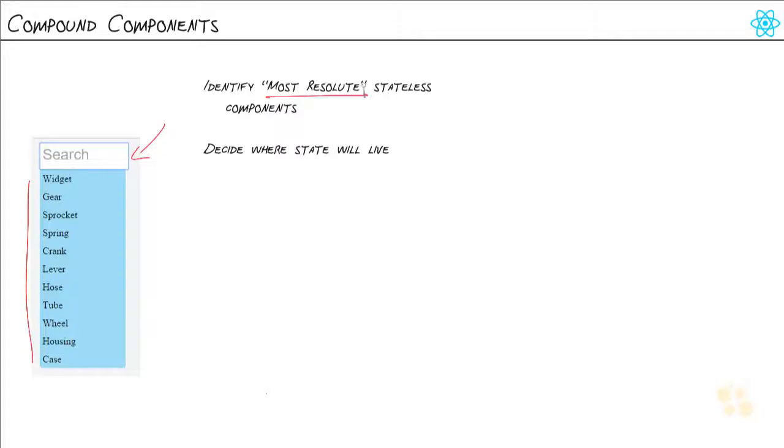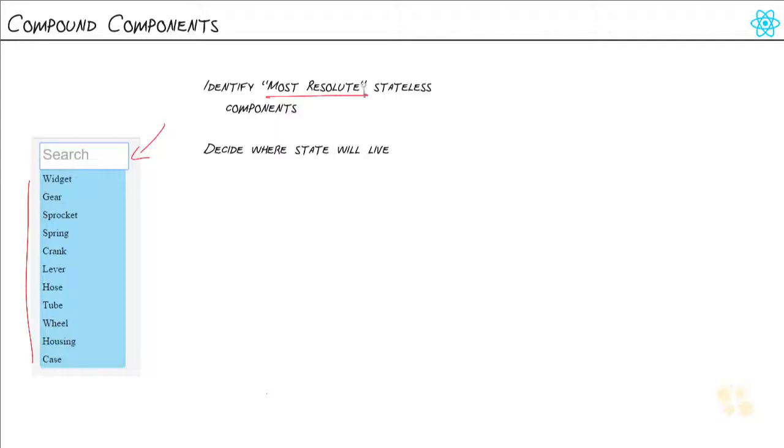And the first thing we want to do is identify our most resolute stateless components. And what do I mean by that? Well, we don't want this whole thing to be one single React component, although we certainly could do that. Rather, we want to take advantage of React and the parent-child relationship and the ability to hand down props and update state accordingly. And we want to figure out what our individual components are and which are the stateless components. We want as many stateless components in our React as we can.